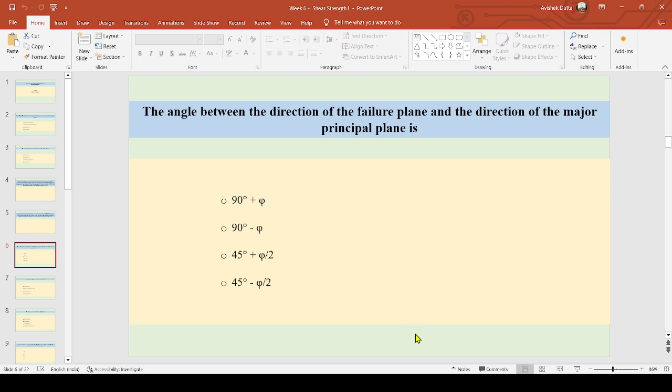Repeat the question. The angle between the direction of the failure plane and the direction of the major principal plane is, where phi is the angle of internal friction: 90 plus phi, 90 minus phi, 45 plus phi by 2, and 45 minus phi by 2. I hope it is clear. I'll go to the next question.